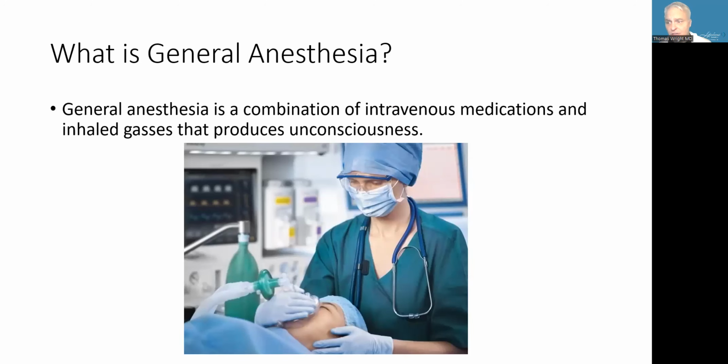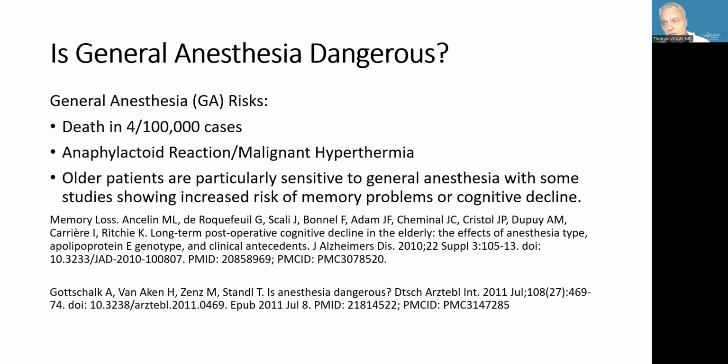So what is general anesthesia? General anesthesia is a combination of intravenous medications and inhaled gases that produce unconsciousness. There are some risks with general anesthesia. The risk of death is 4 in 100,000. That has come down. 50 years ago, the risk was higher, but recently that rate may actually be going up again as patients are older and have more comorbidities.